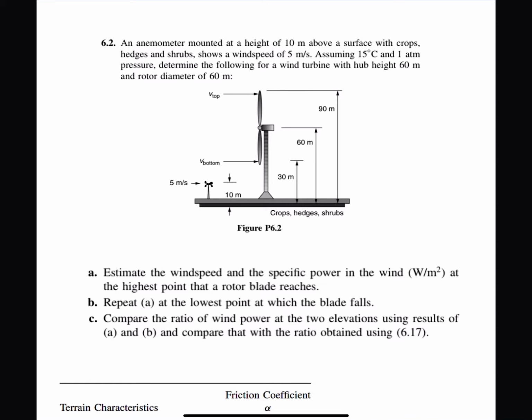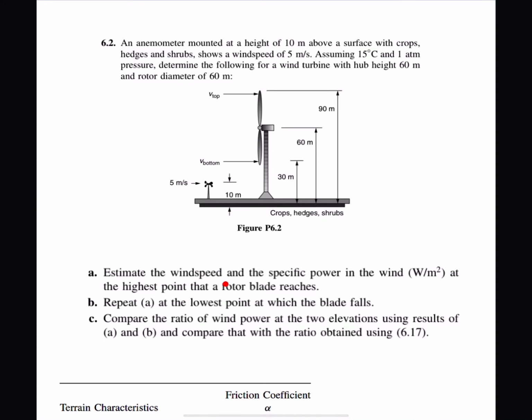An anemometer mounted at a height of 10 meters above surface with crops, hedges and shrubs shows a wind speed of 5 meters per second, assuming 15 degrees and 1 atmosphere pressure. Determine the following for a wind turbine with hub height 60 meters and rotor diameter of 60 meters.